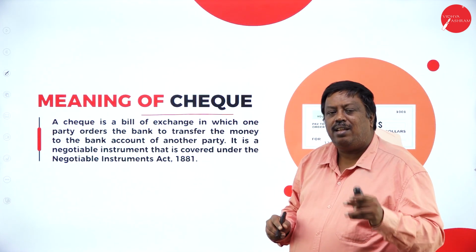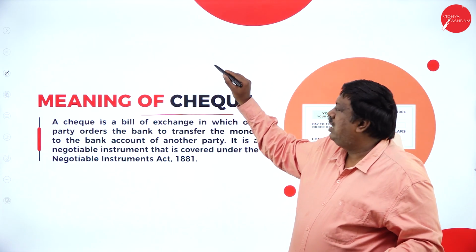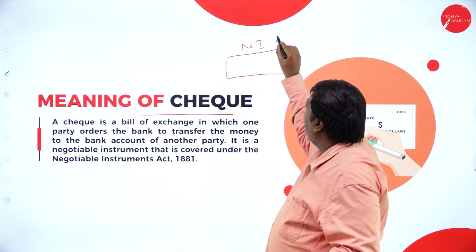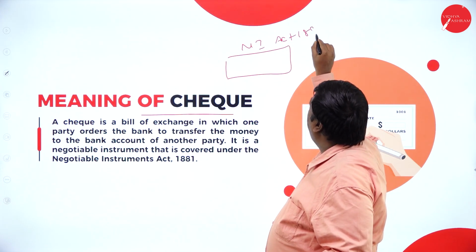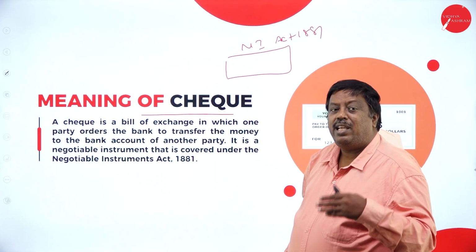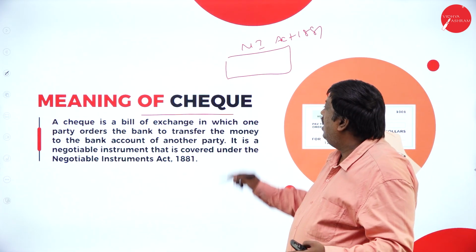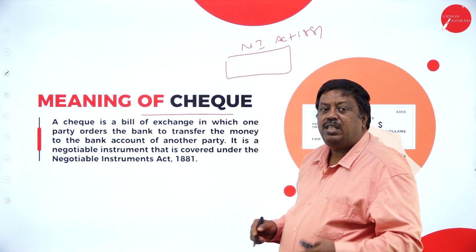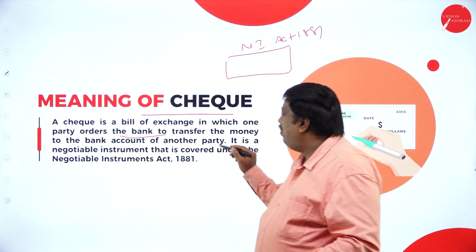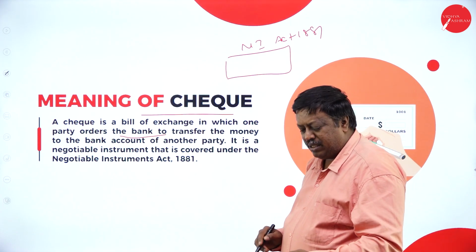A check is a negotiable instrument according to the Negotiable Instruments Act of 1881. Here we are using a negotiable instrument, which is nothing but a check, for the purpose of making the payment and not for other purposes.